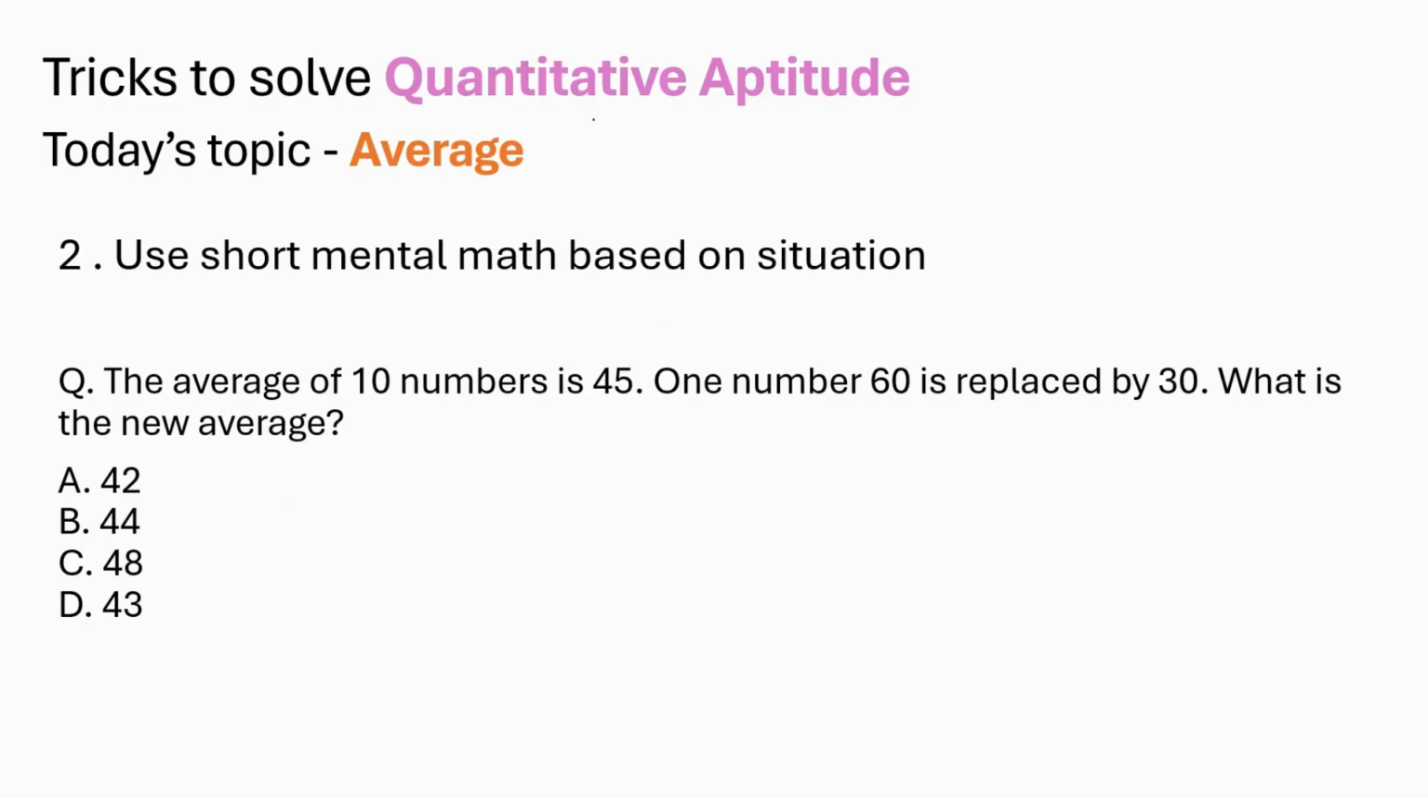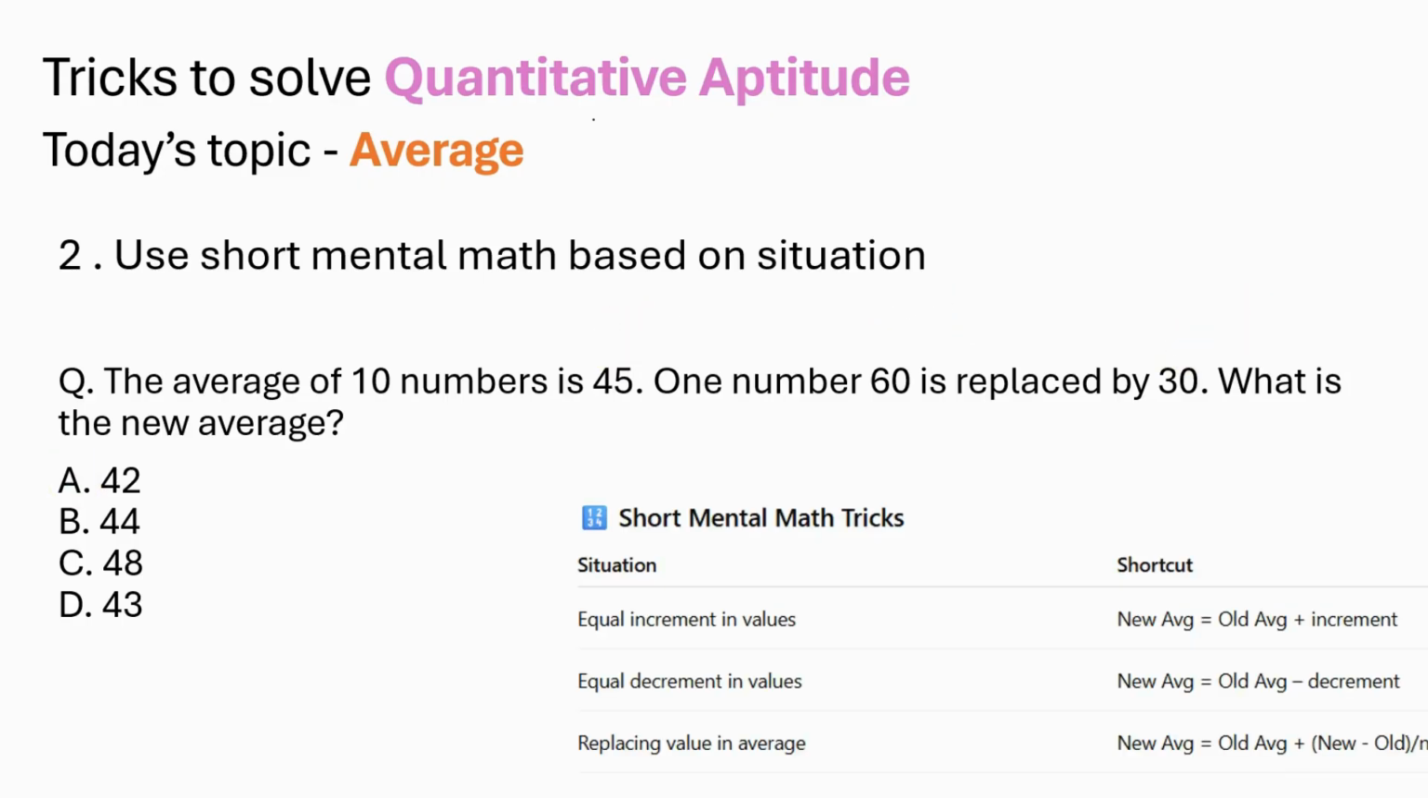Okay, let's see one more question here. The average of 10 numbers is 45. One number, 60, is replaced by 30. What is the new average? Here we'll use the replacing value formula. New average is equal to old average plus new value minus old value, divided by number of elements. So the old average is 45, plus (30 minus 60) divided by the total number of elements, which is 10. So 45 minus 3 is 42. Wait, using the formula as given, the speaker states 45 plus 3 is 48, so the answer is 48.